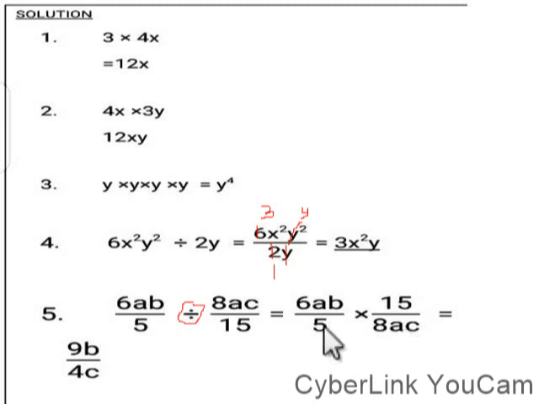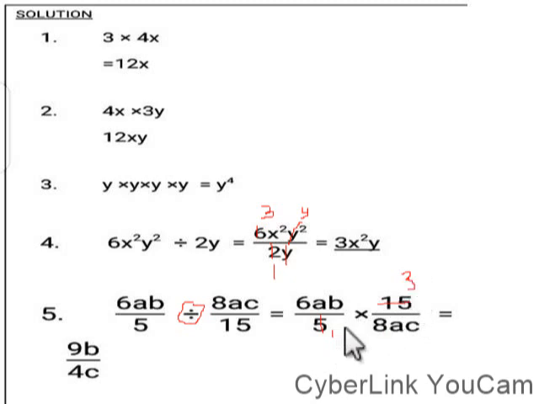Now, when you look at the numbers we have at the numerator and the ones we have at the denominator, we look for numbers that can actually reduce between the one that we have on top and the one we have below. And when you look at it closely, 5 can divide 15, because 5 times 3 will give us 15. So therefore, 5 divide itself will give us 1. And 5 divide 15 will give us 3.